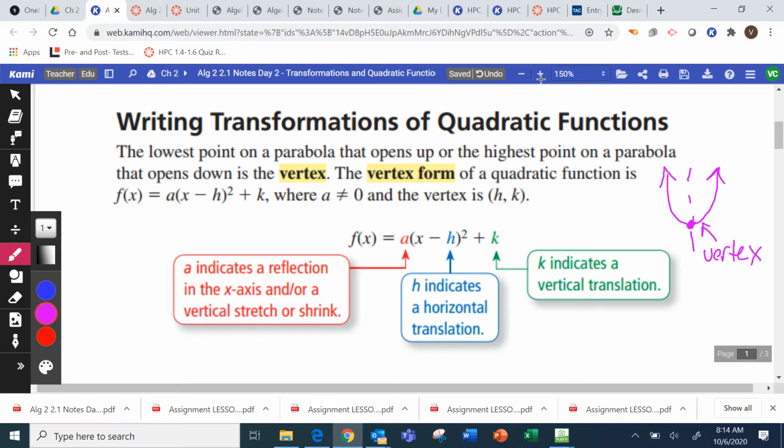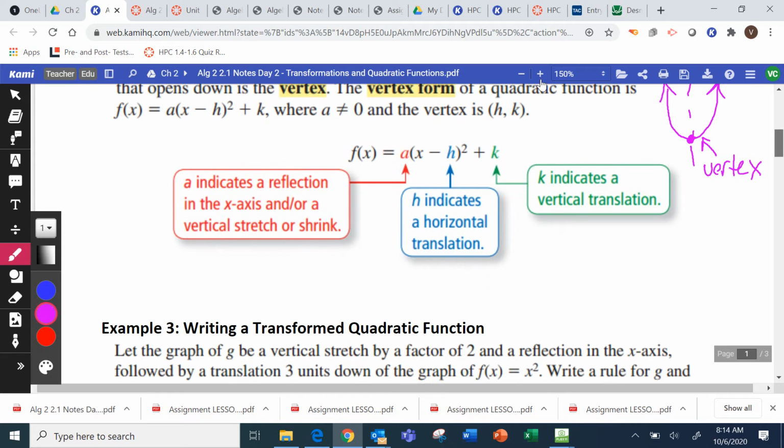So we can find that by looking at the h value that indicates the horizontal translation left or right, and then the k value indicates your vertical translation up or down. Remember, the h value is horizontal, so it's going to be opposite. So if it says minus h, we're actually going to go right. But the k value is the same. So if it says plus, I will go up. If it says minus, I will go down. So we can look at this equation and find the vertex right away. So we call it vertex form.